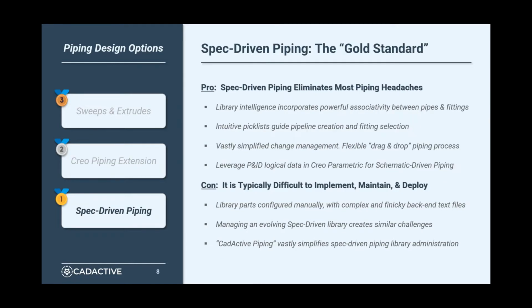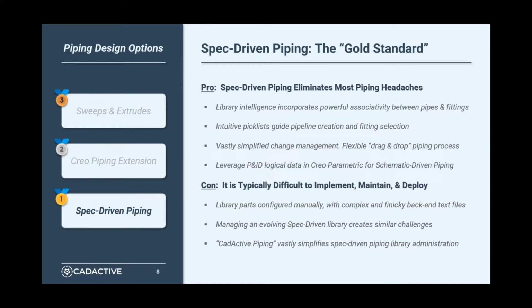So that brings us to spec-driven piping, which is kind of the latest and greatest piping module in Creo. And it's included with the core piping extension, so you don't have to pay anything extra for it. It really allows us to embed intelligence into the library parts so that fittings and pipeline components are related and associative with one another. So this gives us the opportunity to vastly simplify user interface and optimize usability.